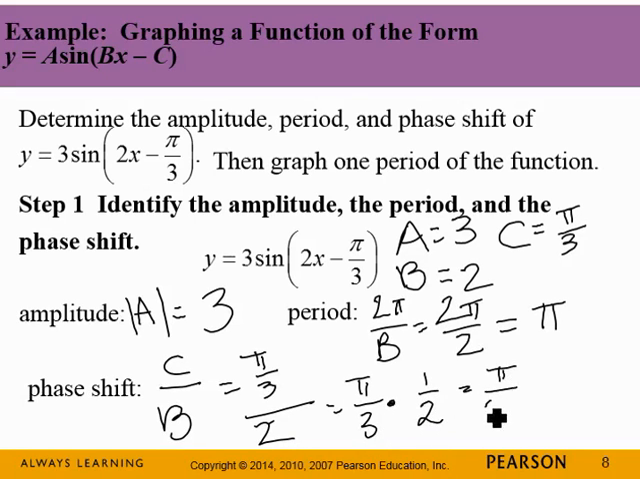So pi over 6. So since this is a positive number, or it's greater than 0, it's going to move right pi over 6 units. So remember, if it's positive, it moves right. If it's negative, it moves left. So since it's positive, it's going to move right pi over 6 units. So we have our amplitude is 3, period is pi, phase shift is pi over 6.